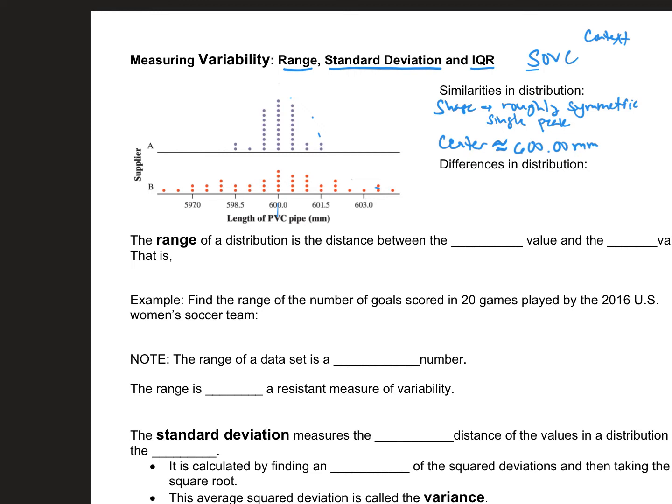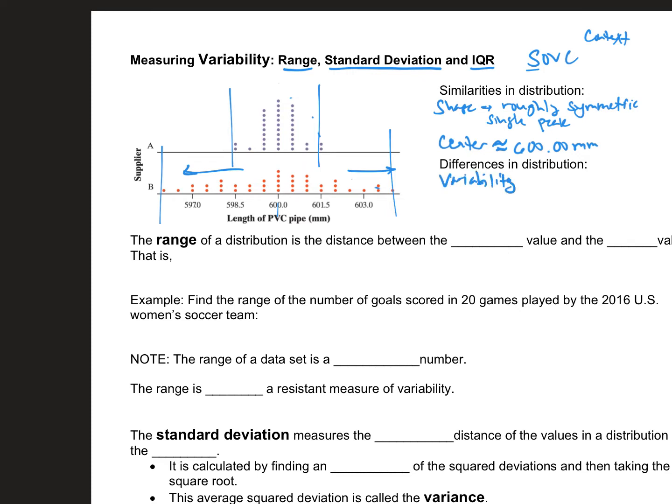All right, now how about some differences? Well, you can see here that supplier B has a lot of different sizes of pipe when A only has just a small amount of sizes. And so the variability is very different for these two.